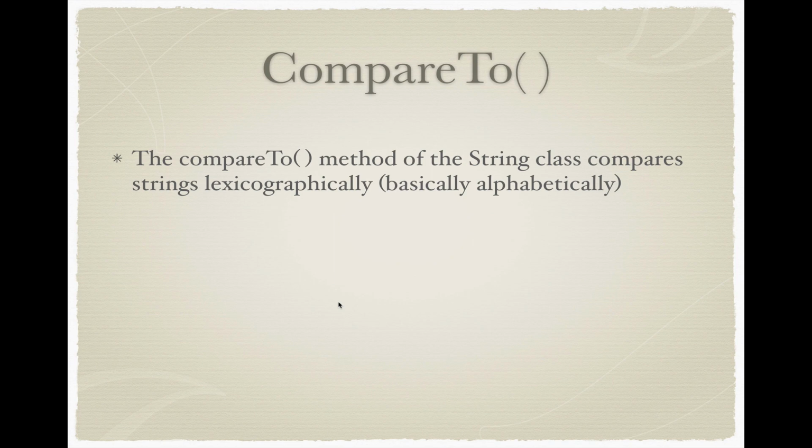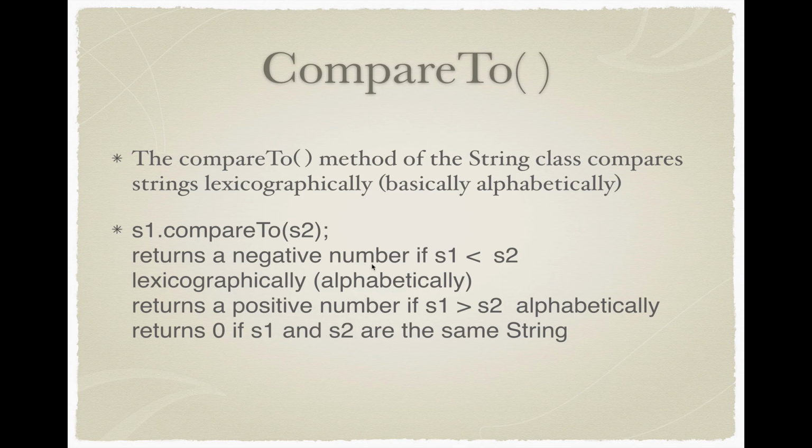Okay, next is compareTo, and this compares two strings lexicographically, which is basically alphabetically, with some small changes that you don't really have to worry about. And basically, if I'm comparing two strings, S1 and S2, and we'll see this in a second, if S1 comes before S2 in the dictionary, then it's going to give a negative number. If S1 comes after S2 in the dictionary, or S1 is greater than S2 alphabetically, it's going to return a positive number. And if these two are the same exact string, it's going to return 0.